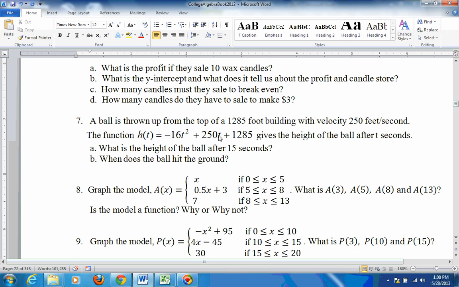This value right here is your initial velocity. That was the 250 feet per second. This is its initial height.